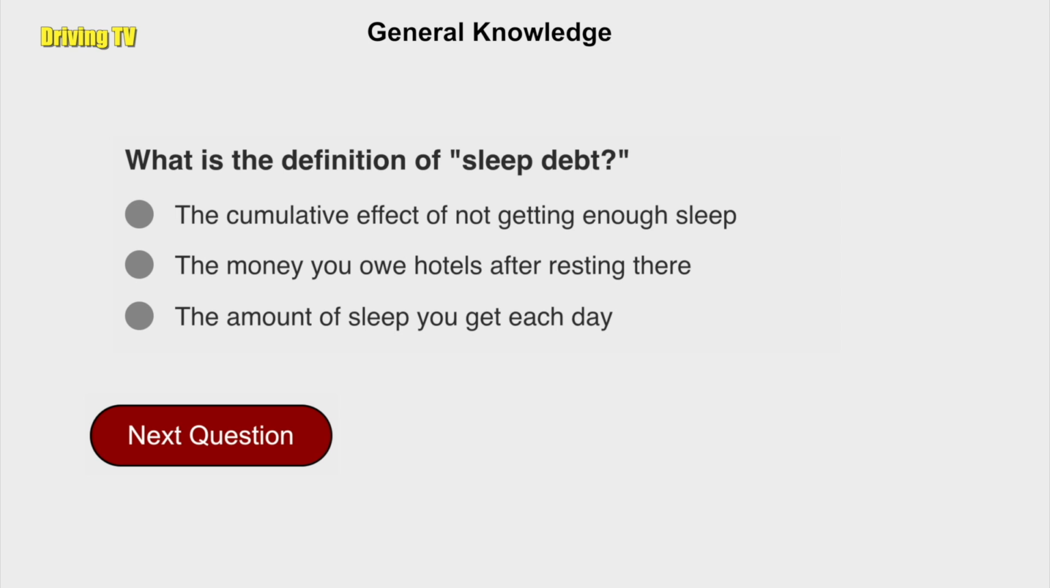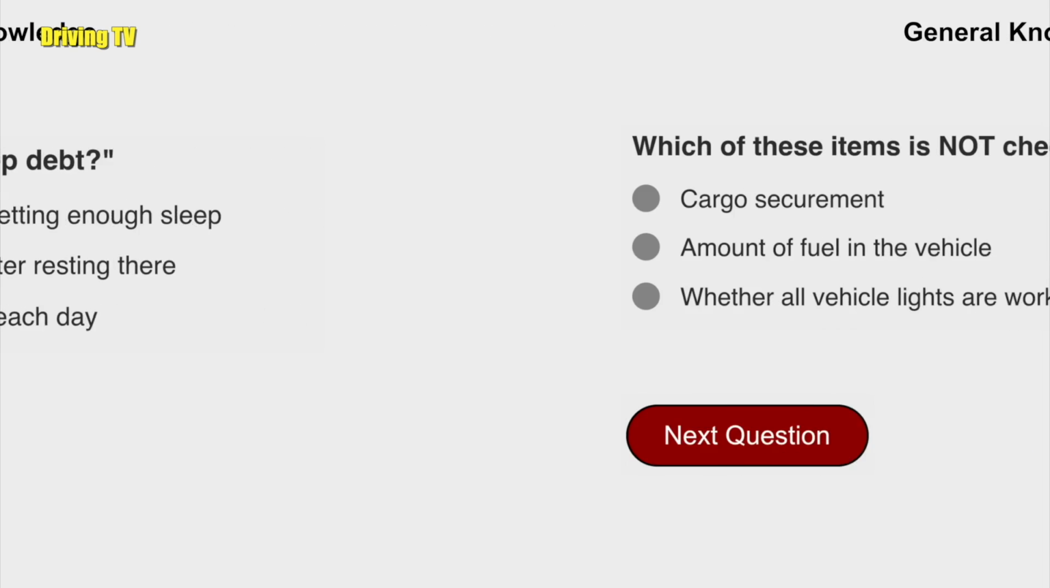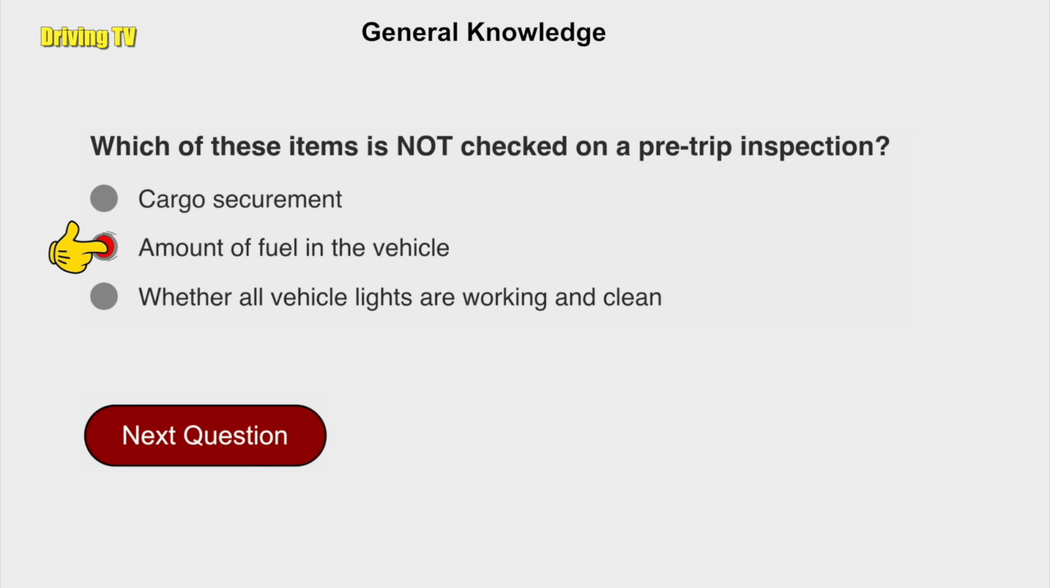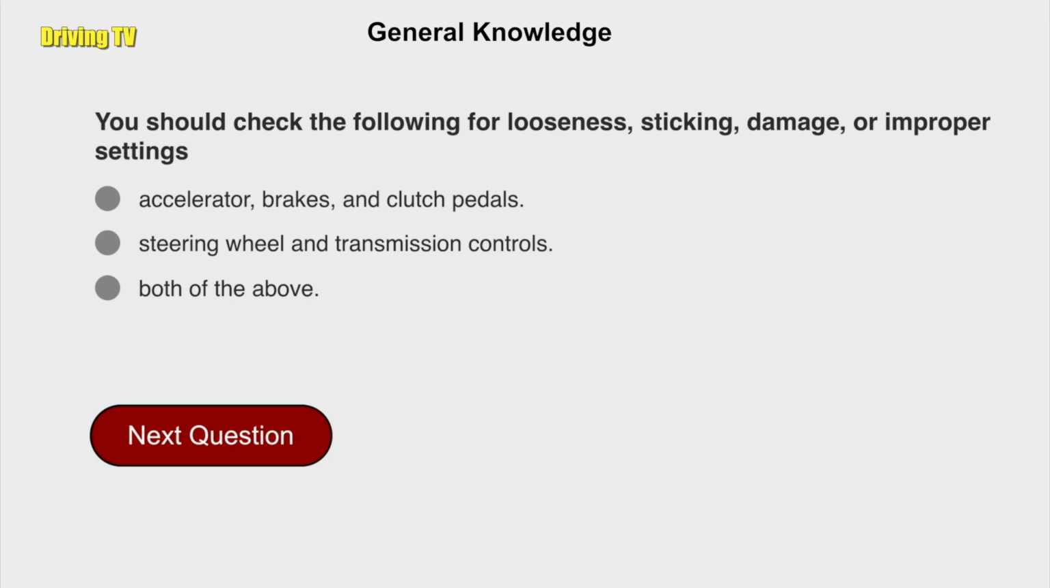What is the definition of sleep debt? The cumulative effect of not getting enough sleep. Which of these items is not checked on a pre-trip inspection? Amount of fuel in the vehicle. You should check the following of looseness, sticking, damage, or improper settings. Both of the above: accelerator, brakes, and clutch pedals, and steering wheel and transmission controls.